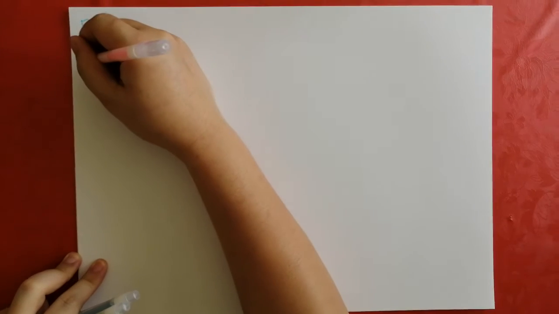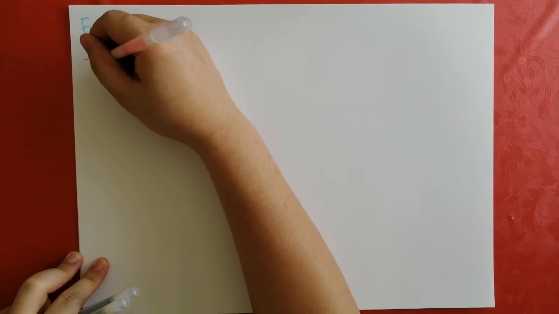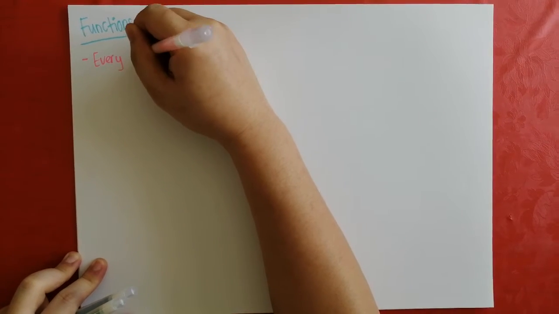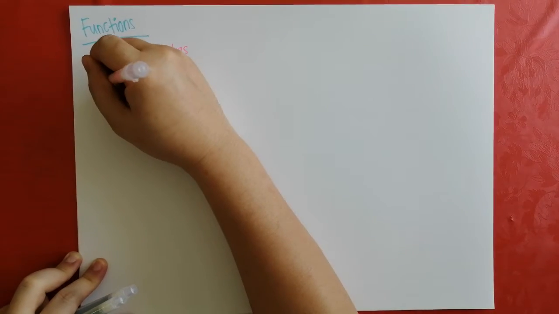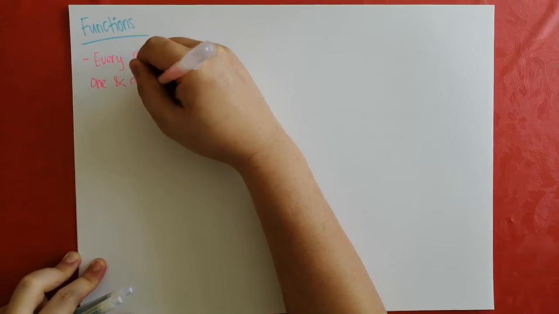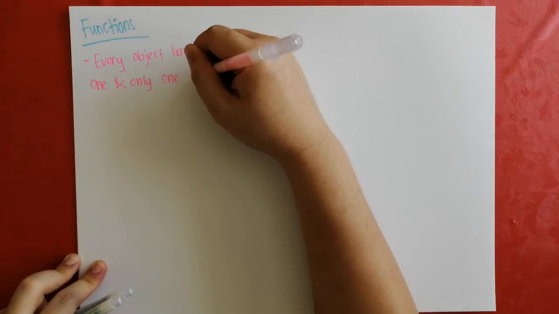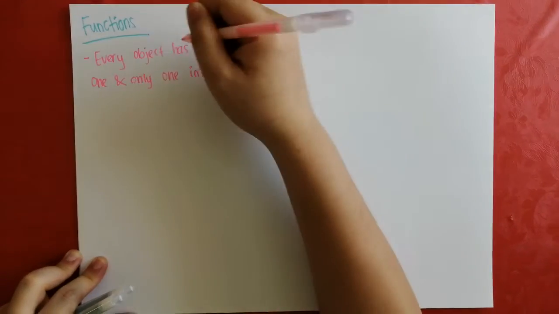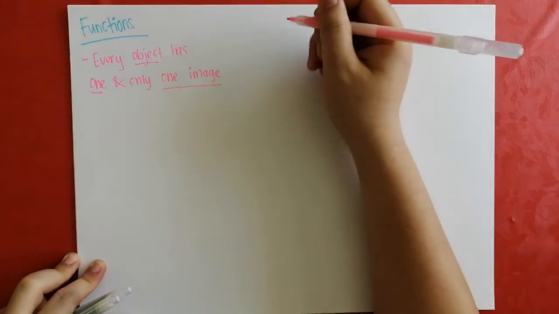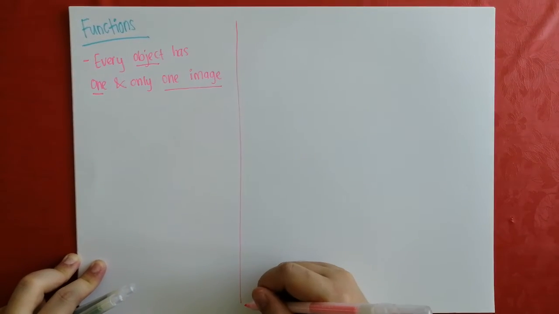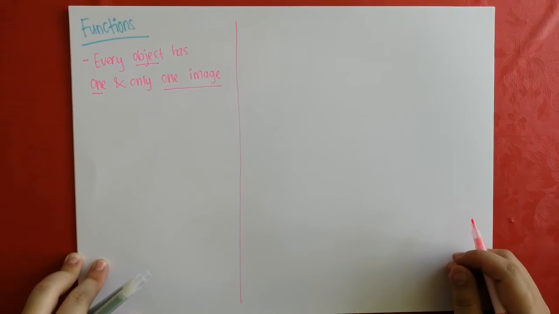So today's topic will be introduction to function. What is actually a function? A function is just a special relation, where every object has one and only one image. So, object, one image. That is what a function is all about.